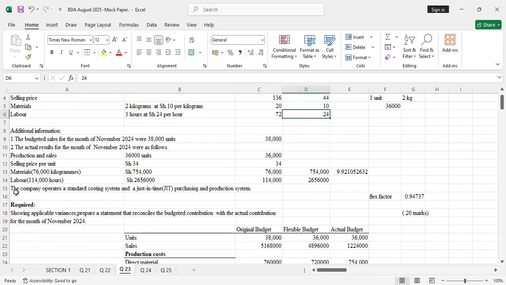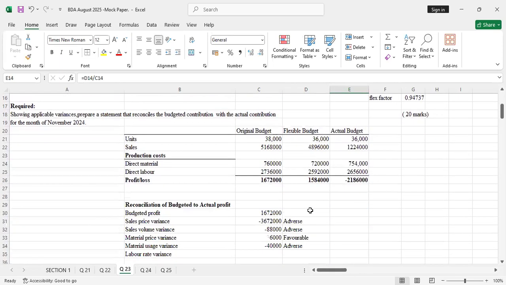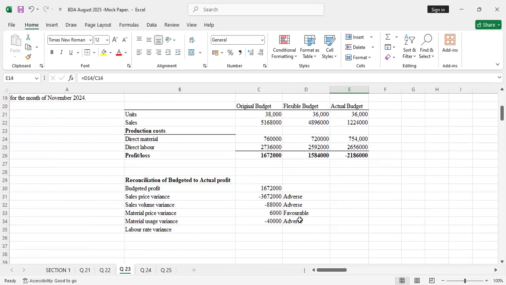Then actual, we come to actual. We're told that labor was on 14,000 hours. Then the amount is this amount here. So where will you get the actual? Just pick this value, the total for labor, and for actual, you divide by the number of hours. Because we are told that shillings 24 was per hour on the budget. And you can see we have 23.229 as the actual rate.